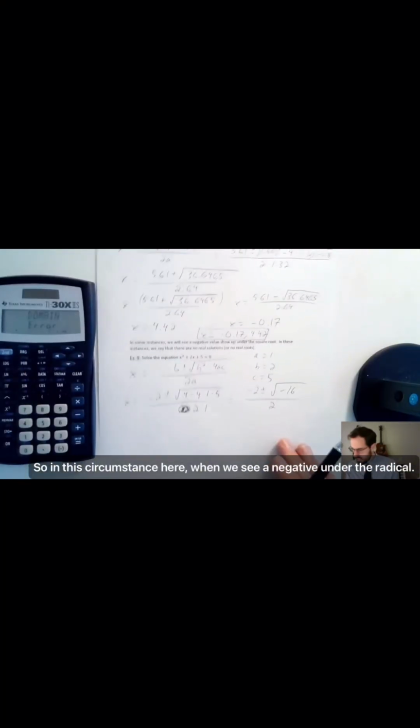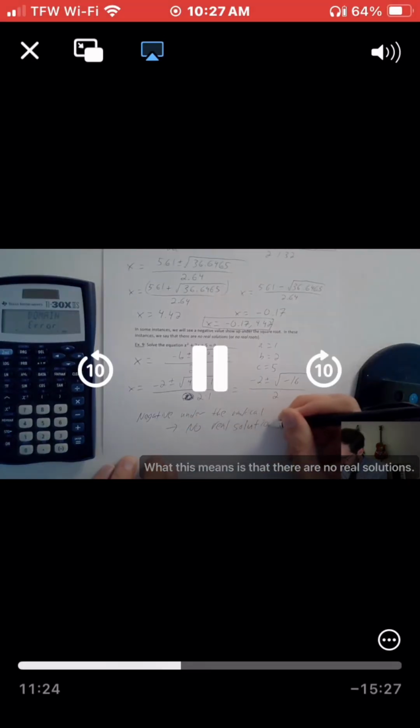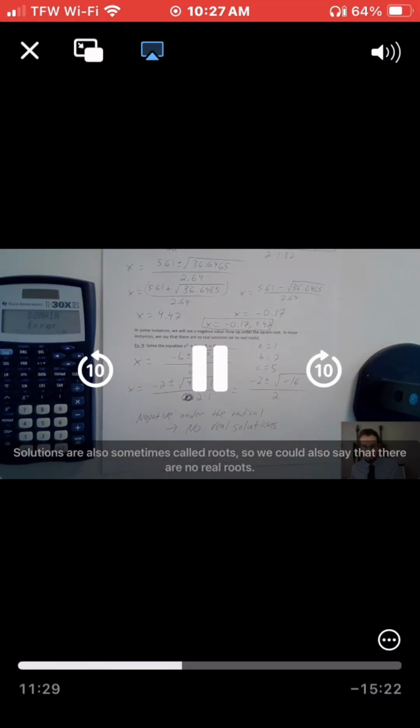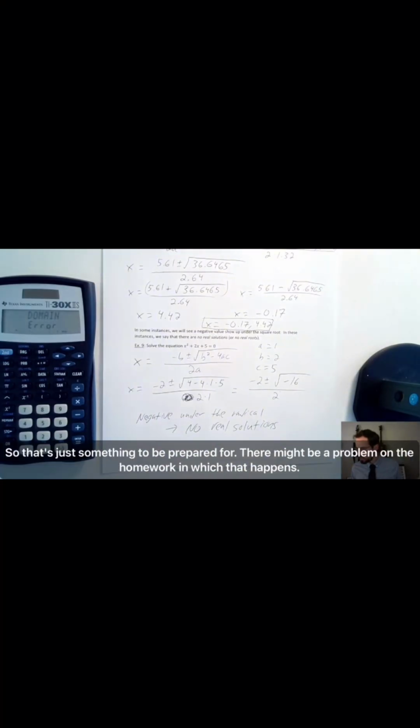So in this circumstance, when we see a negative under the radical, what this means is that there are no real solutions. Solutions are also sometimes called roots, so we could also say that there are no real roots. That's the phrasing that the homework system uses. All right, so that's just something to be prepared for.